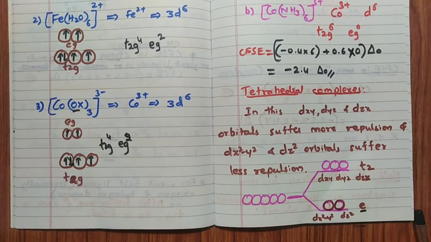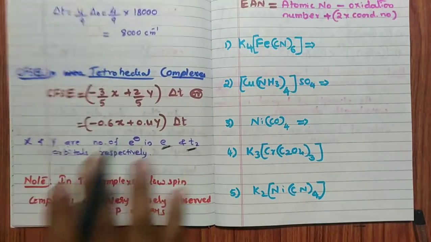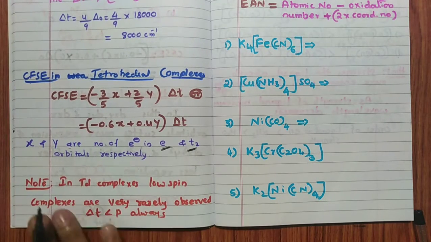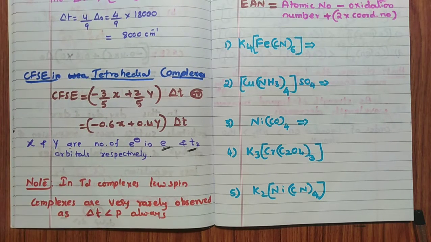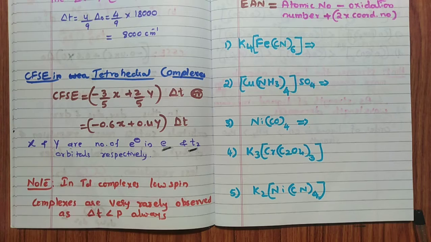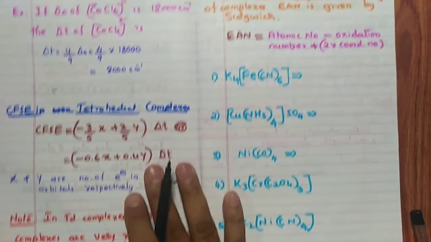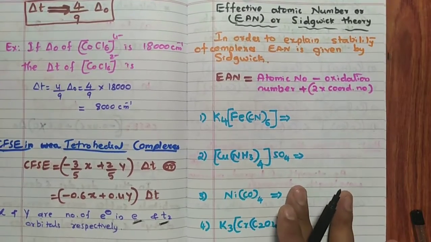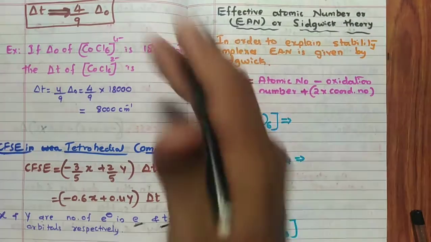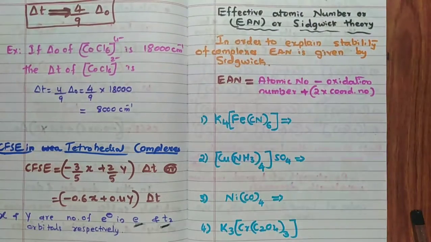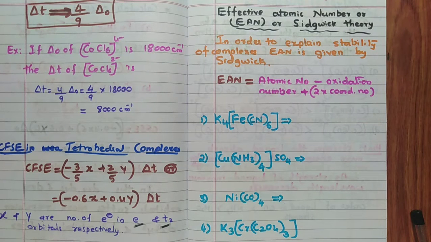In octahedral complexes, it is not like that. It depends on the strength of the ligand. But here, the strength of the ligand is insignificant. Always high spin complexes are observed. Very important. That was CFT. Then we will see another important concept called effective atomic number, which was asked in CET also, remember. Now, in order to explain stability, EAN is explained by Sidgwick.